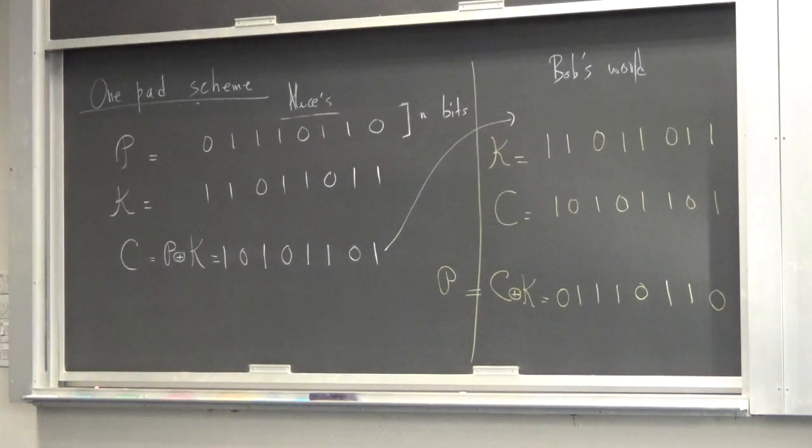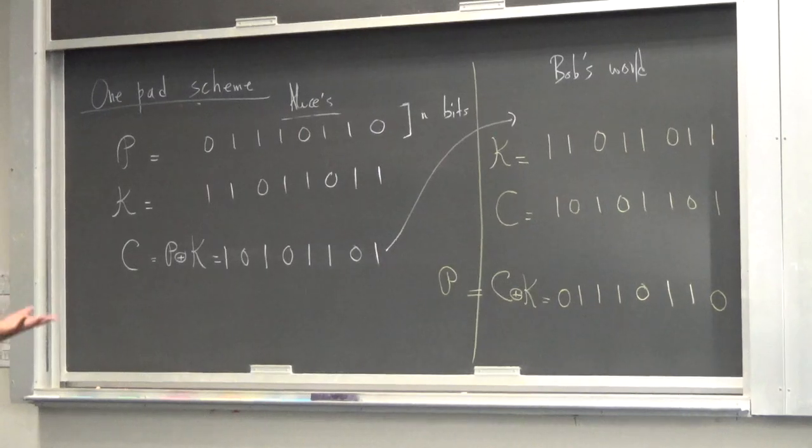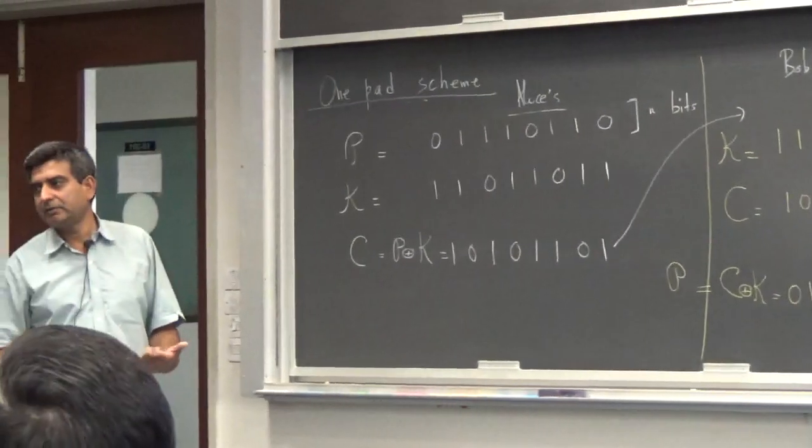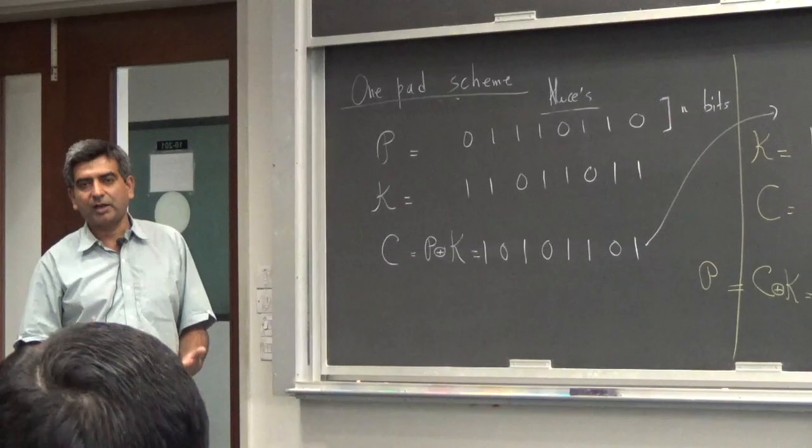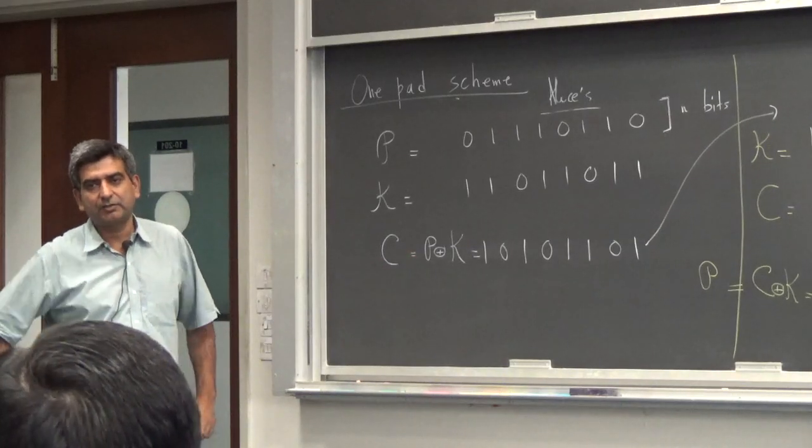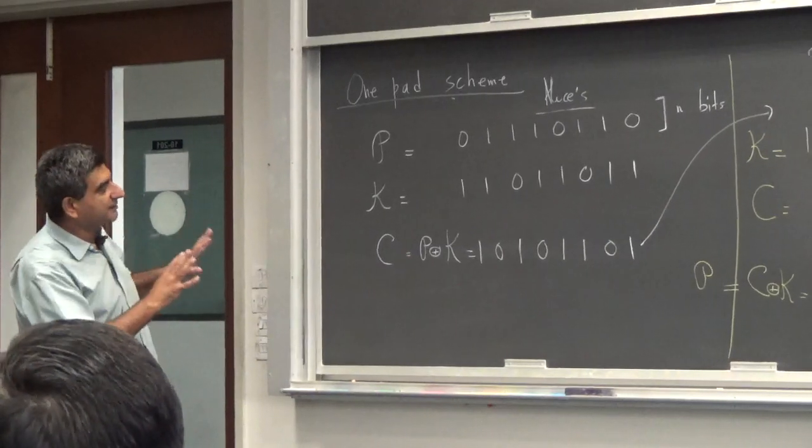Now, what are the assumptions? Is this a secure crypto scheme? What are the limitations of this? Why is it insecure? What would make it secure?